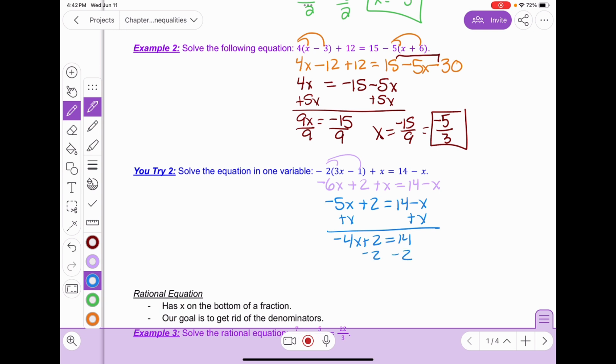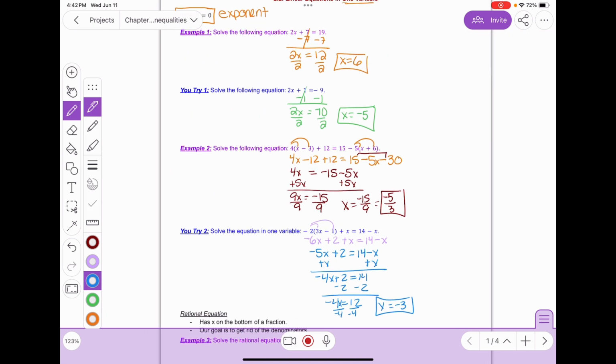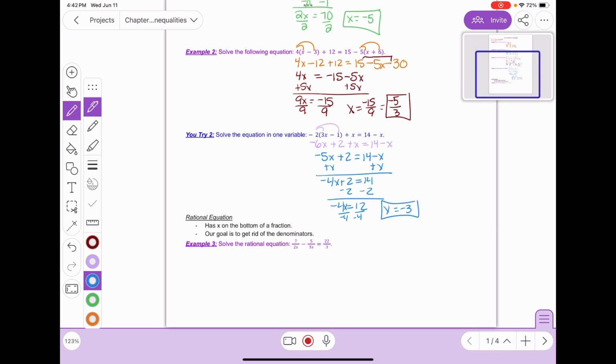Subtract 2 from both sides. Negative 4x equals 12. Divide by negative 4. So x equals negative 3. So that's just a quick review of multi-step equations is essentially what that is.